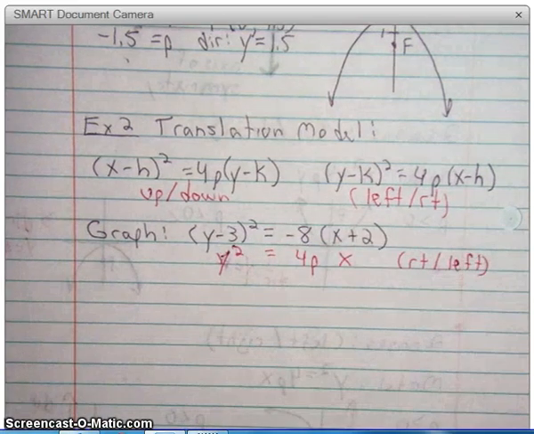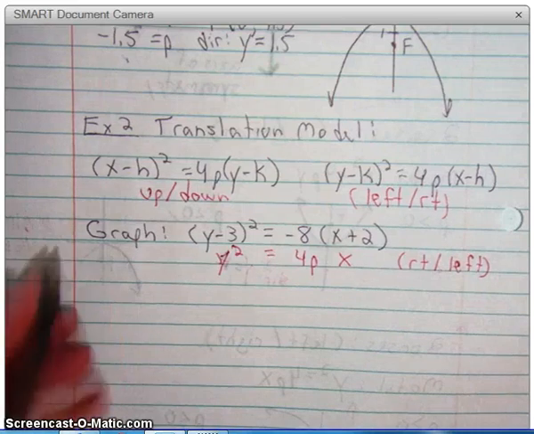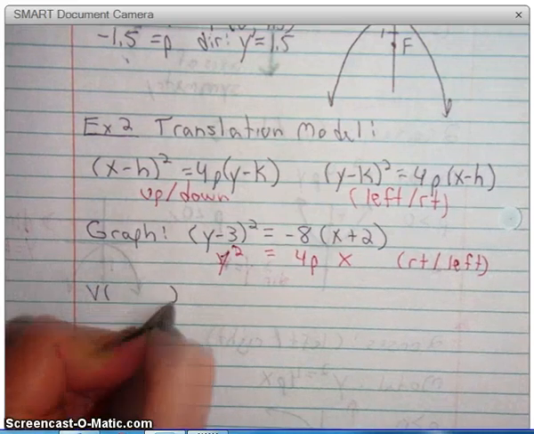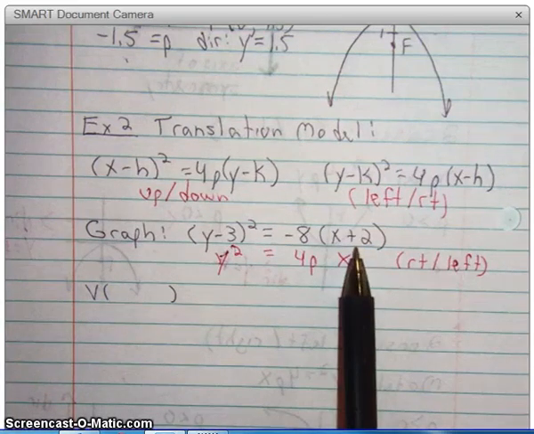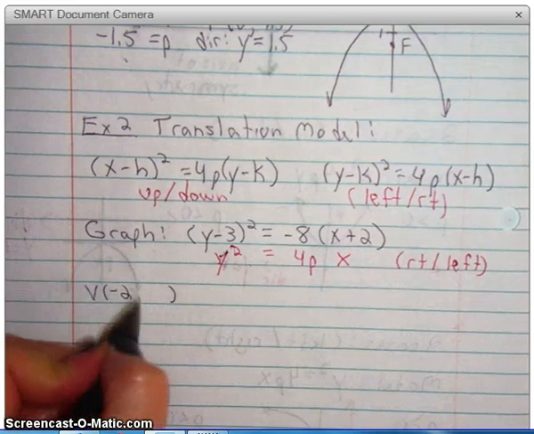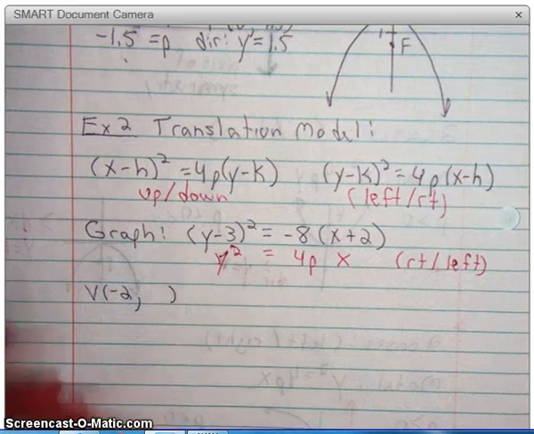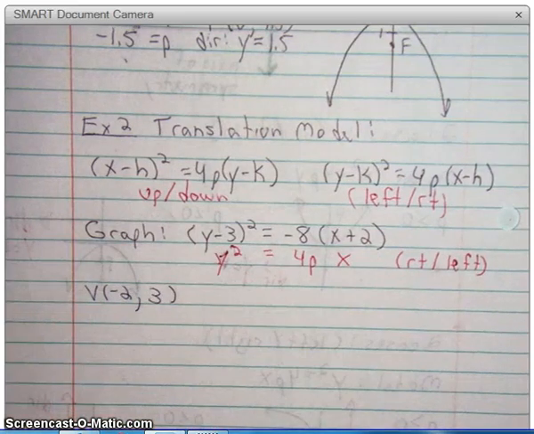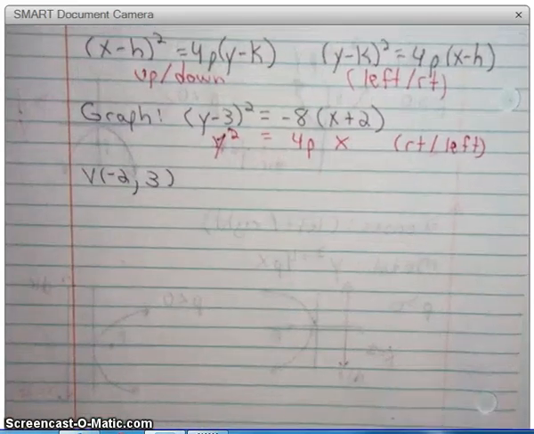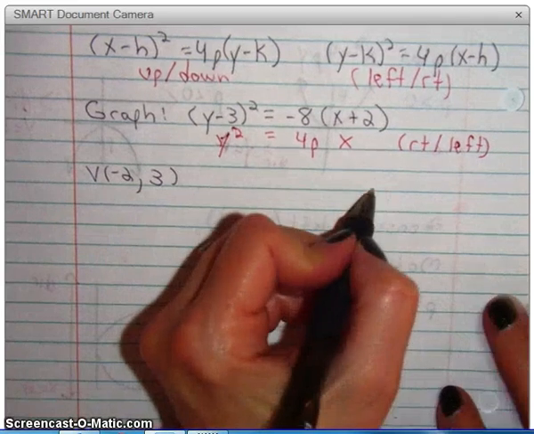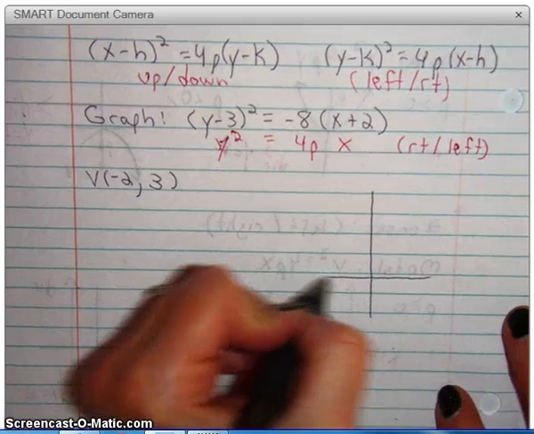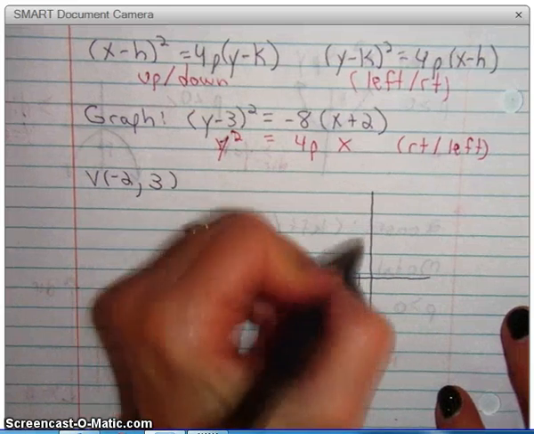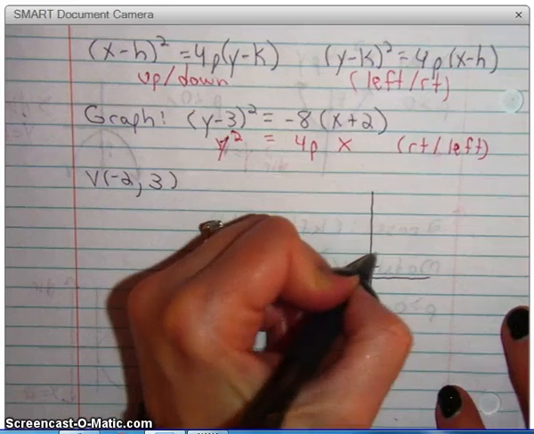Okay. First, let's talk about the translated vertex. So opposite of h. Brianna, what's the opposite of h over here? Negative 2. And Brianna, opposite of k over here? 3. And you guys did make very good observations. Okay. All right, so let's start sketching our graph since we know the vertex. So the vertex is at negative 2, up 1, 2, 3.